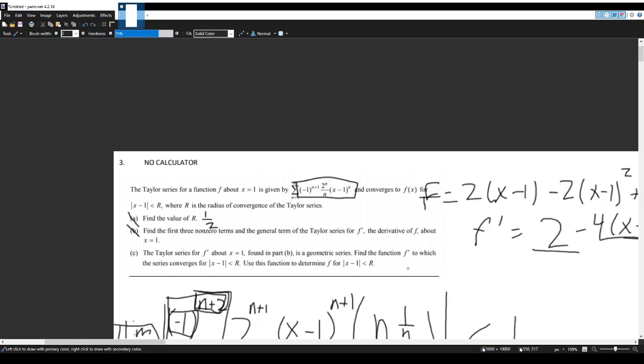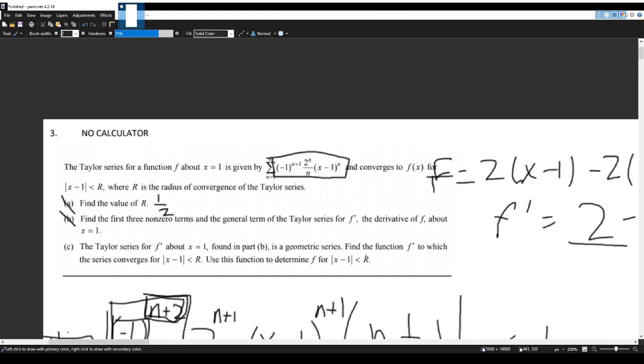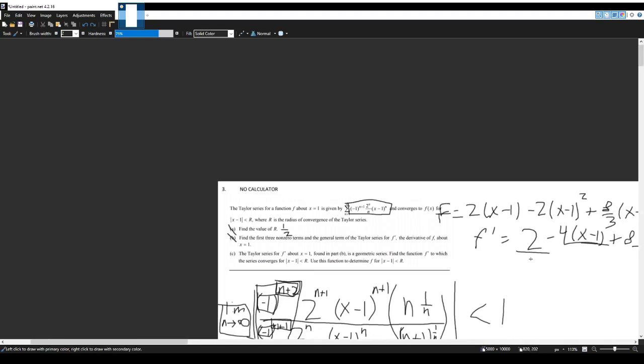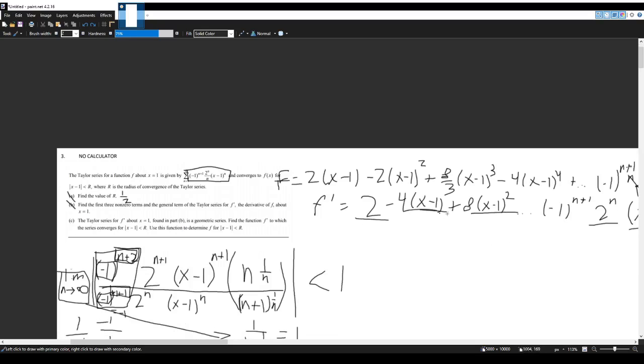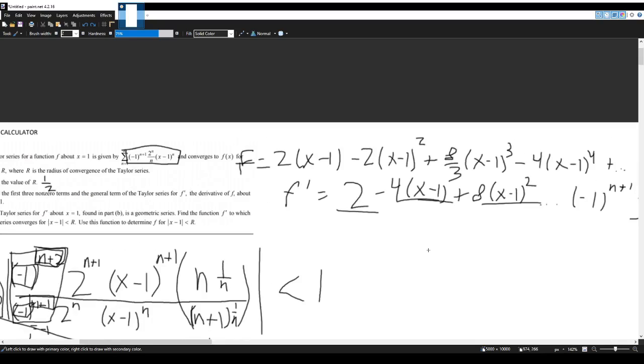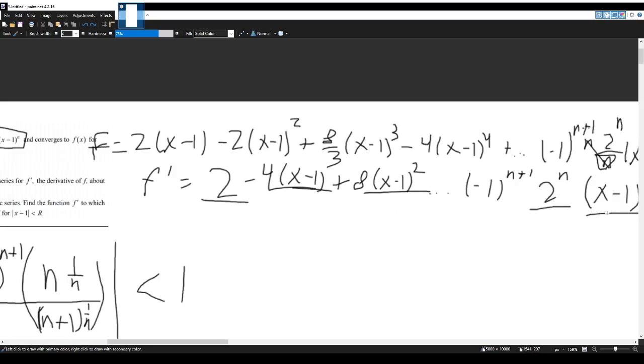Use this function to determine f. So this is a geometric series. What they're telling us is to find the function f prime to which this series converges. So they're basically saying, what is the actual function that produces this Taylor series? Now we know it's a geometric sequence, and we have a way of summing up the whole infinite series, and that is basically the function that we're trying to find.